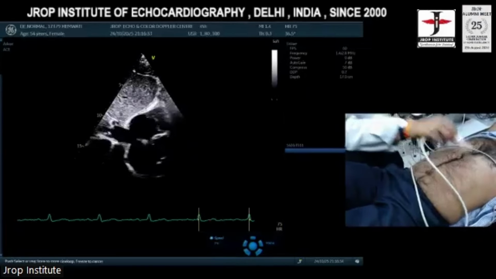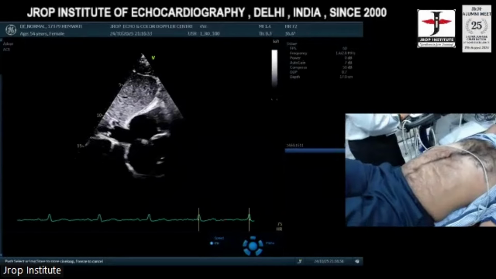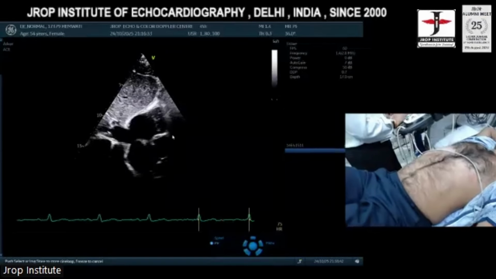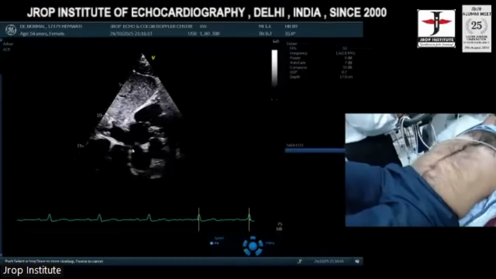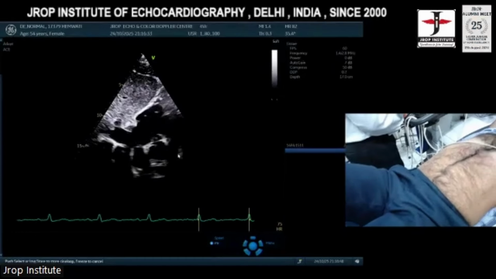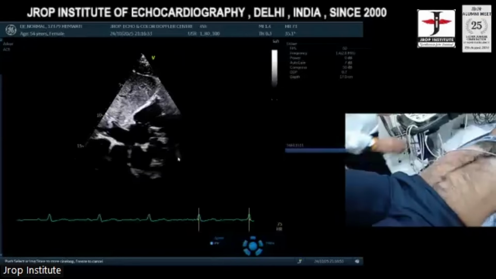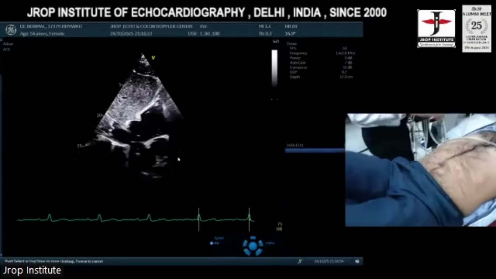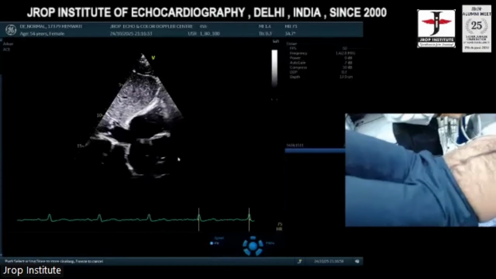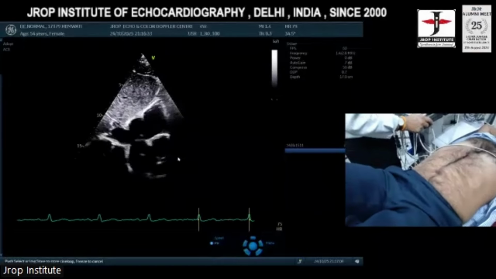Now you can see everything out here in one view. This is the IVC. Here is the RA, tricuspid valve, RV, RVOT, aorta in the center, interatrial septum. This is the LA, and here is the pulmonic artery. Okay, sir. So it all depends. What we teach is the conventional views, but we have thousands of views beyond that.